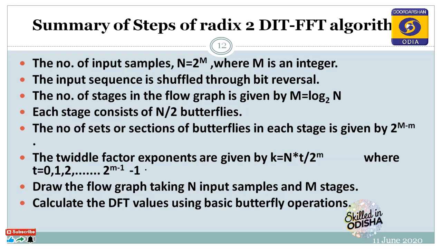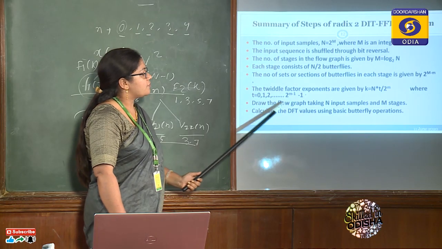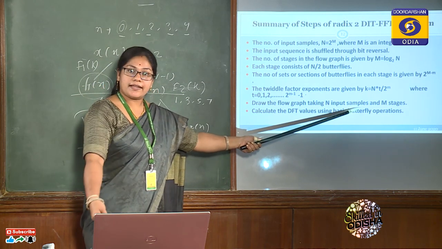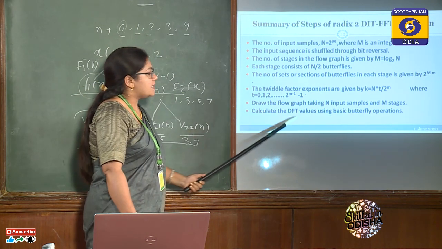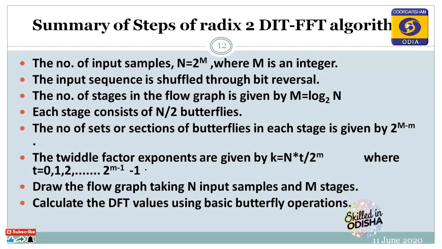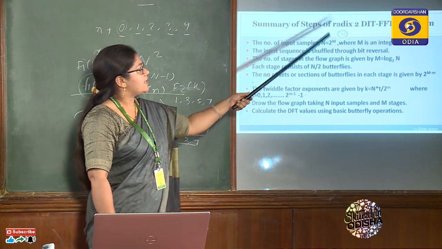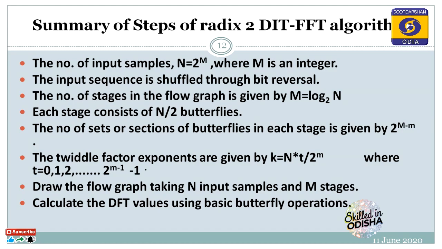The twiddle factor exponent is given by this, where the t value ranges from this, and after doing all this you can draw the flow graph by taking the n input samples, bit reversing them, then calculating the DFT values using the basic butterfly diagram. So this completes your FFT, how to implement this FFT DIT algorithm.